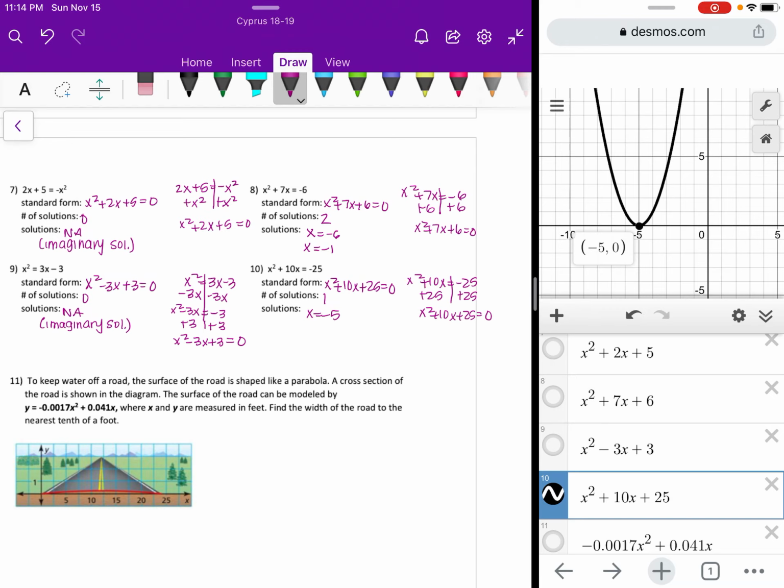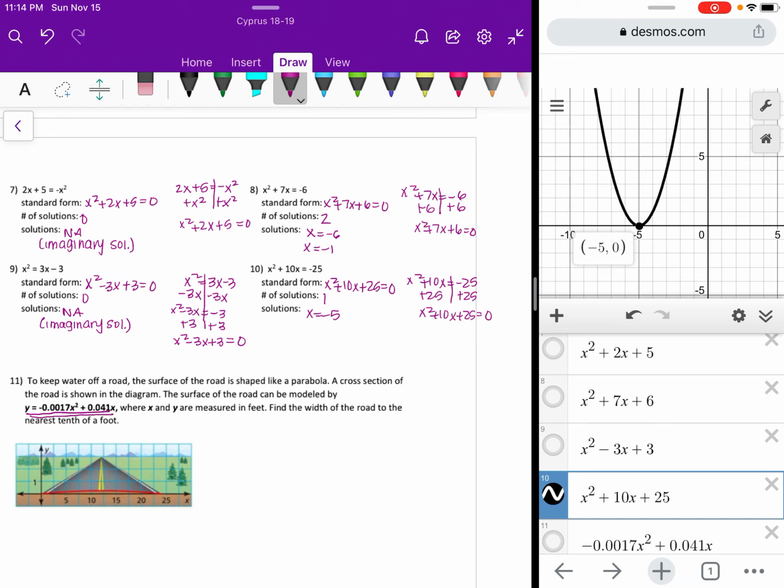The surface of the road can be modeled by the equation y equals negative 0.0017x squared plus 0.041x, where x and y are measured in feet. Find the width of the road to the nearest tenth of a foot. Okay, important stuff. Always figure out what's the important information they've given me and how do they want me to use it? What are they asking me to do?